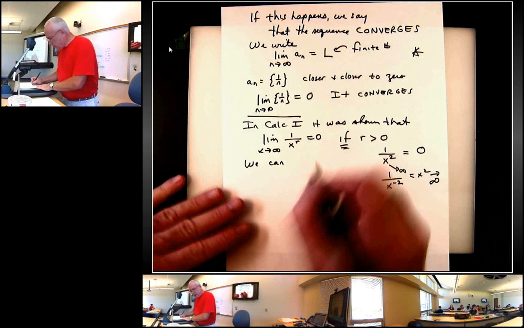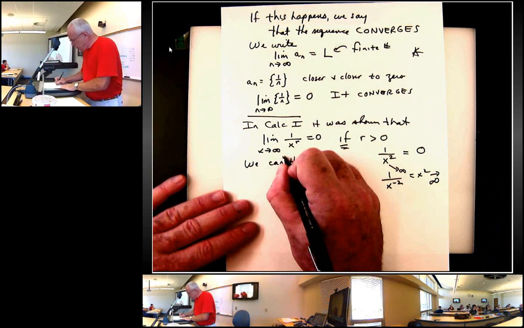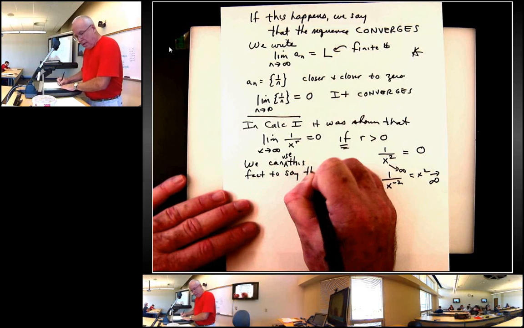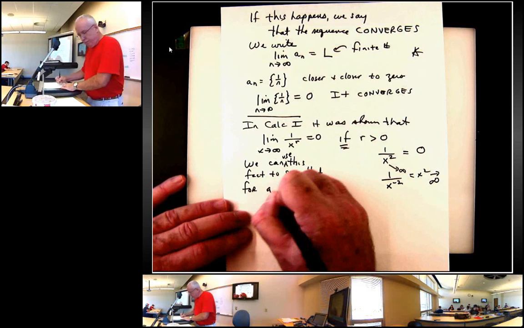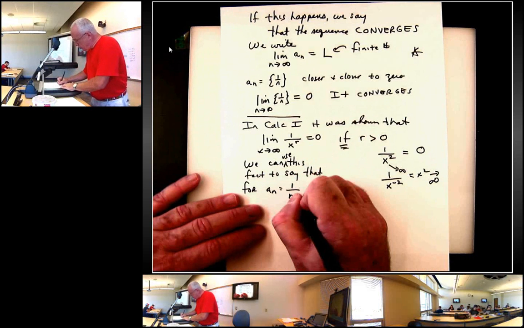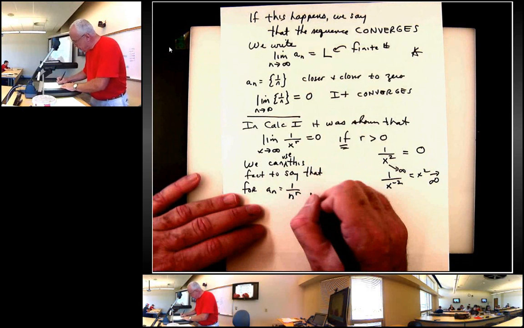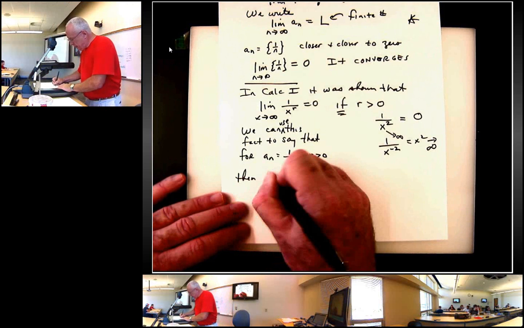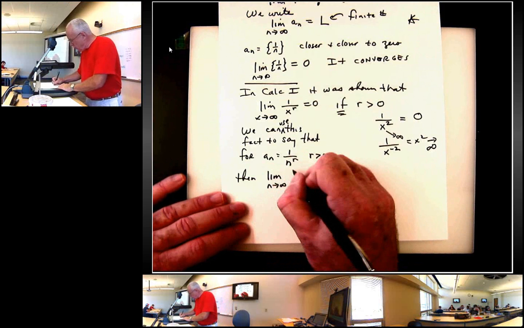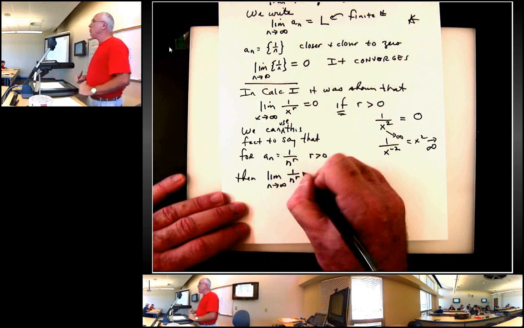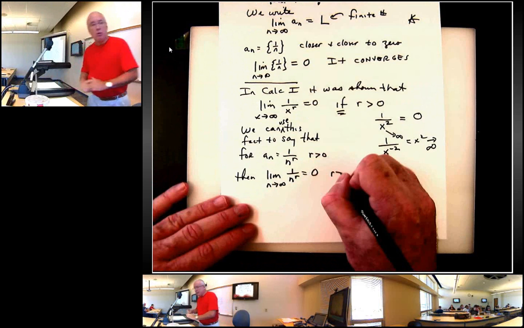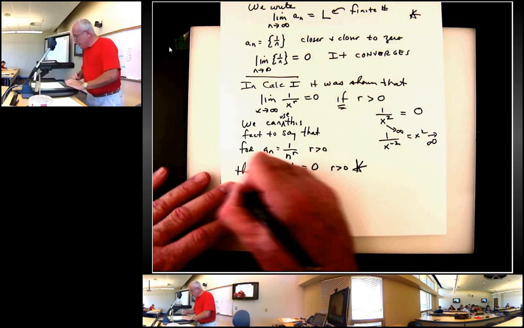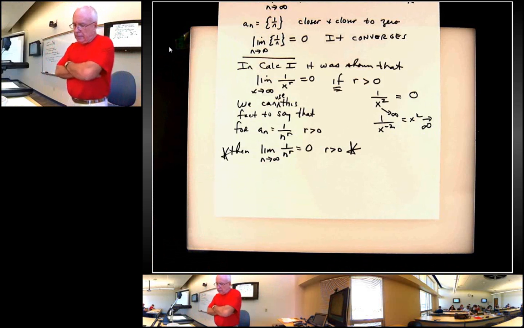All right, so we can use this fact. Whoops, how about putting n's in here? We can use this fact to say that for a sub n equaling 1 over n to the r power, where r is any number bigger than 0, so that's our sequence term, how it's defined, then the limit, lim, as n goes to infinity, of 1 over n to the r power is going to be equal to 0. And again, that's if r, the exponent, is bigger than 0. So this is something, let me put some stars by that. That's a fact that we want to keep in mind.